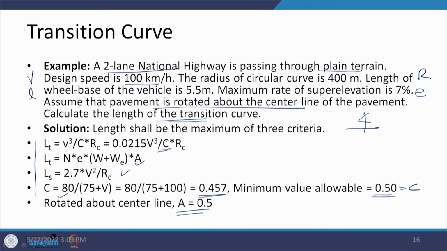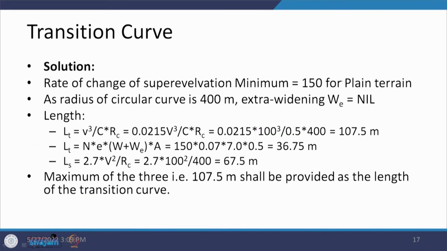Now, what about We? It says the radius of the circular curve is 400 meters. So, in that case there is no requirement of We. So, We is nil for that, and for plain and rolling terrain the minimum value of capital N is 150. So, now we have got all the values in hand. So, we can calculate the lengths.